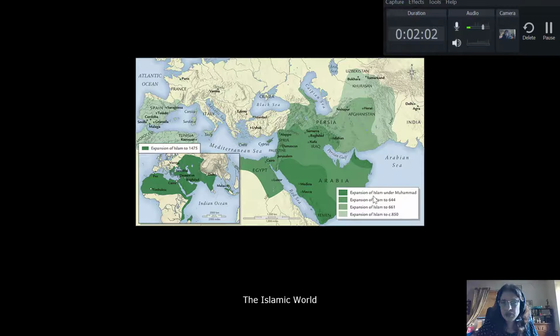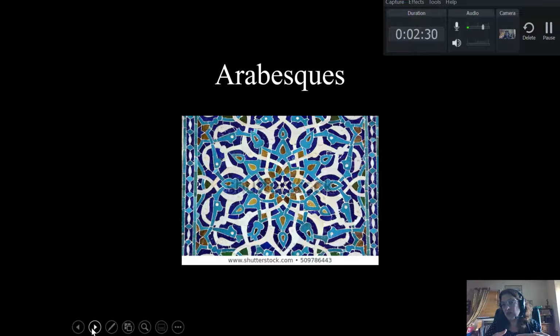We have the expansion of Islam under Muhammad here in this darker green area, and then we go all the way up. It expands until 1475. It's at its biggest expansion here. So quite large in such a short period of time for this religion to expand throughout the world. And as I said, it's still the fastest growing religion in the world. So now we'll look at their solution.